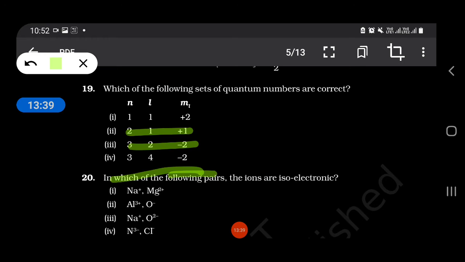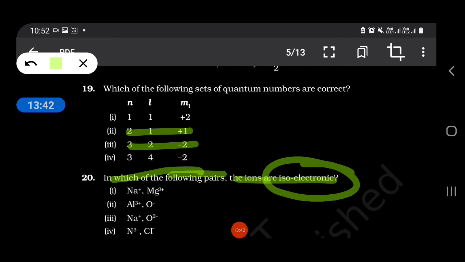Which of the following pairs of ions are isoelectronic?